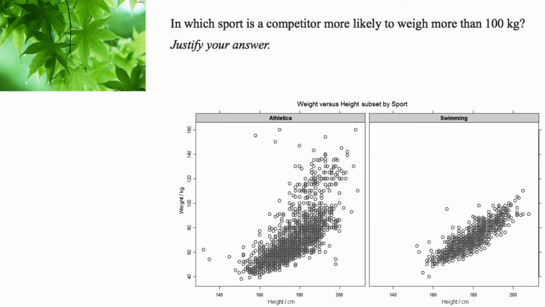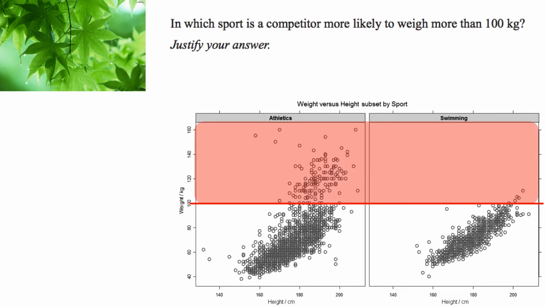So what I'm going to do is first of all draw a line going across at a weight of 100 kilos. And I'm just going to shade in all of the values above it, because that's what the criteria is, weighing more than 100 kilos. And in which sport is a competitor more likely?